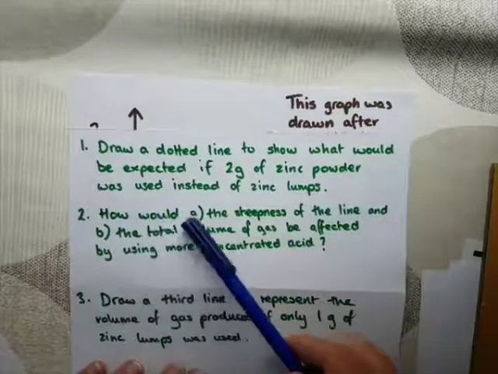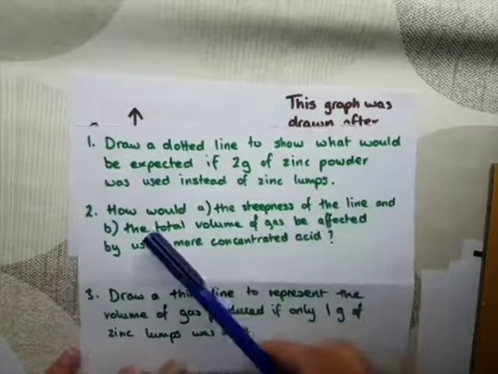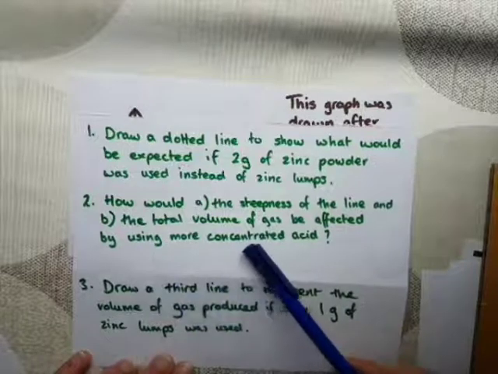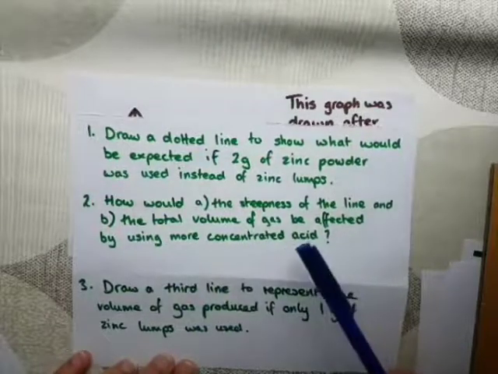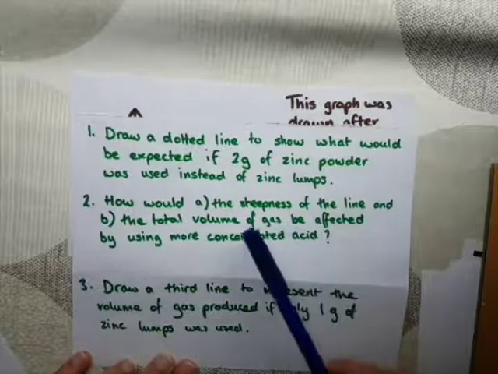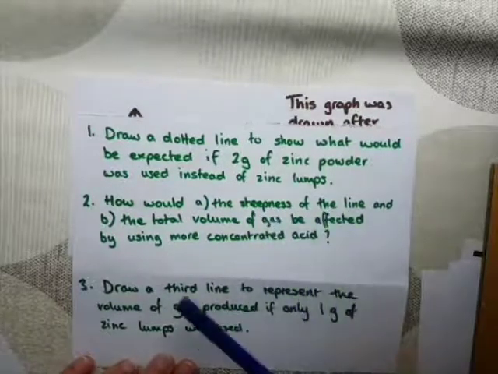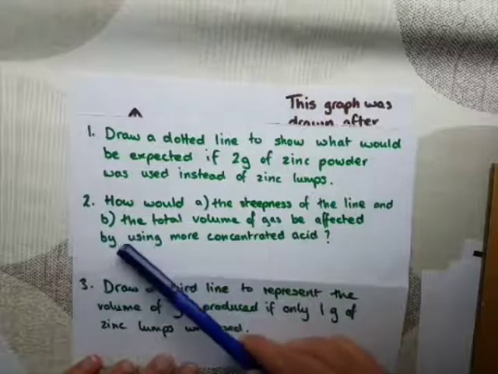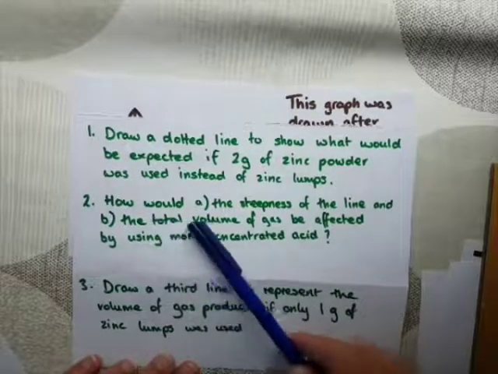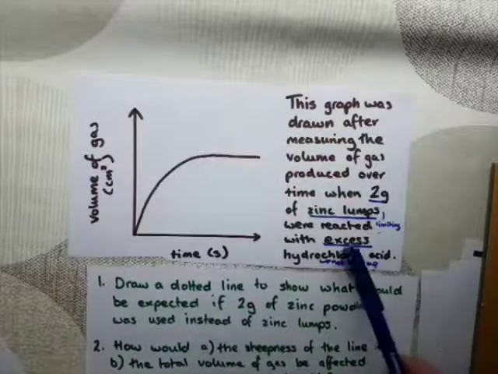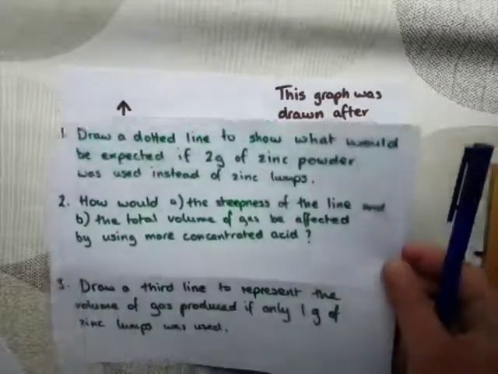So the second question is, how would A, the steepness of the line, and B, the total volume of gas be affected by using more concentrated acid? So again, just like in question 1, you've got to think about how that will affect the rate of reaction and therefore the steepness of the line, and whether using more concentrated acid will affect the total volume of gas produced. Now, bear in mind that the acid is the excess reactant.